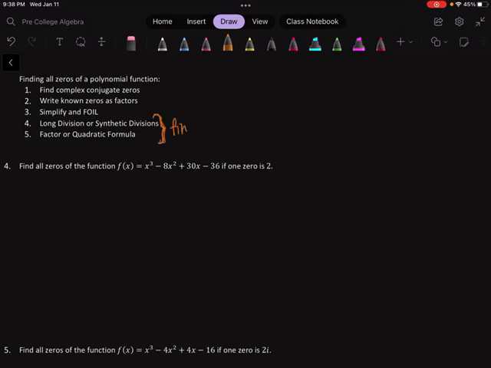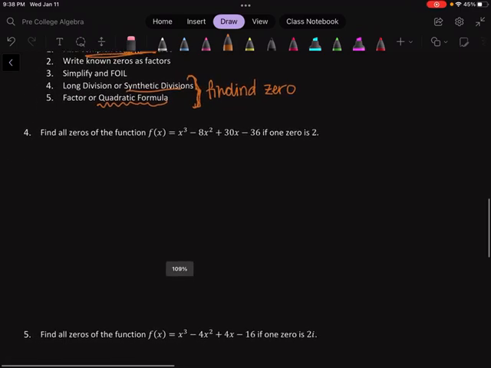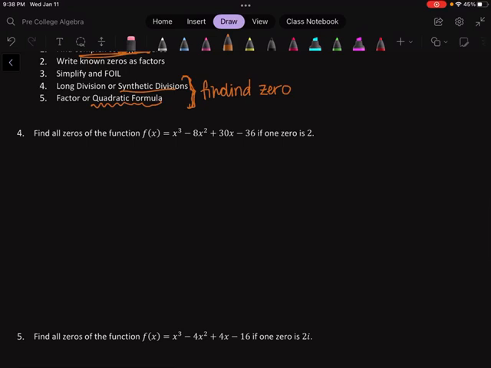But other times when we need to actually find the zeros, we might have to use long division or synthetic division, factor, or the quadratic formula, kind of like we did last time. So really, we're going to be using synthetic division with complex conjugates, and we might have to use the quadratic formula today. So finding all zeros of the function given 1 zero here.